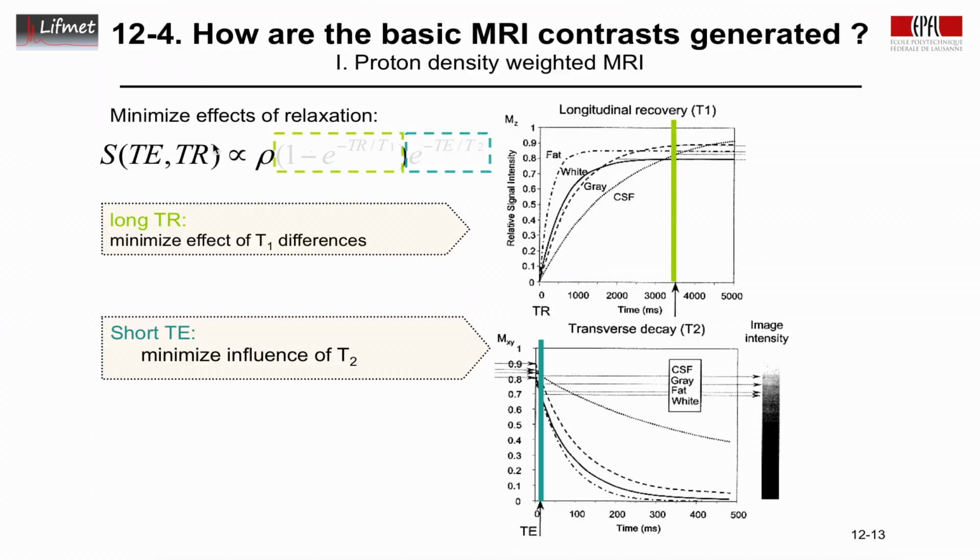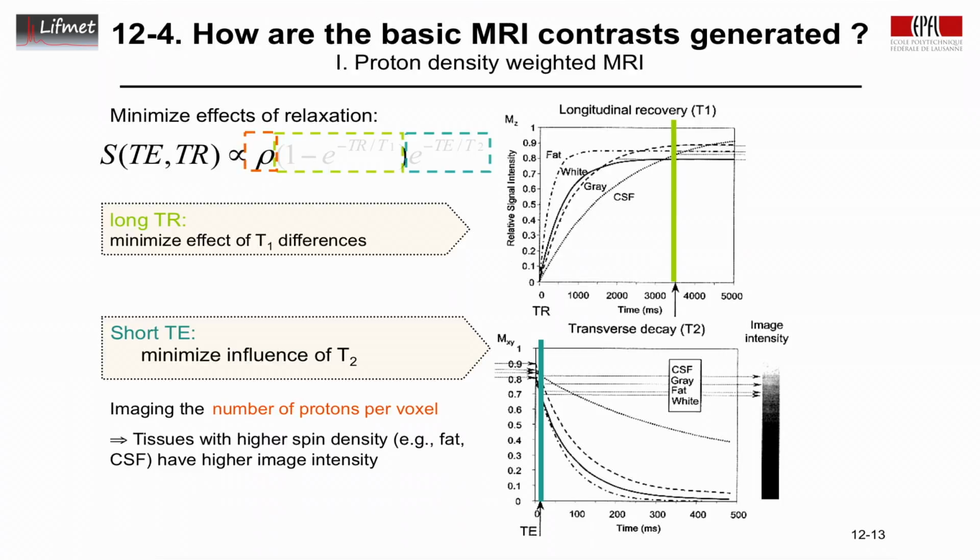And then in this case, one has an image that is essentially reflecting the equilibrium magnetization, which, as we have introduced in lecture 8, reflects the number of spins in a voxel. So we're imaging the number of protons per voxel. In this particular case, this is the parameter rho. So images with higher spin density, like fat and CSF, have a higher image intensity.